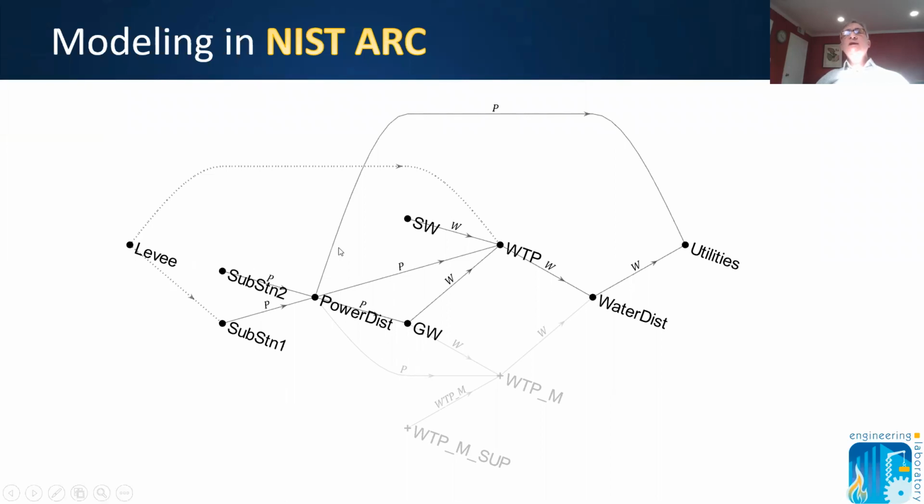This is a mini example based off of the Lumberton example. So it has substations and water treatment plants, surface water, groundwater, water distribution and utilities and so on, and then temporary components in gray, the mobile water treatment plant. So it's a network.